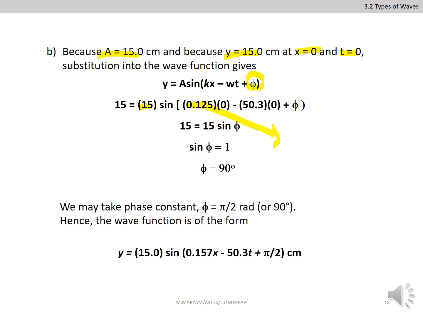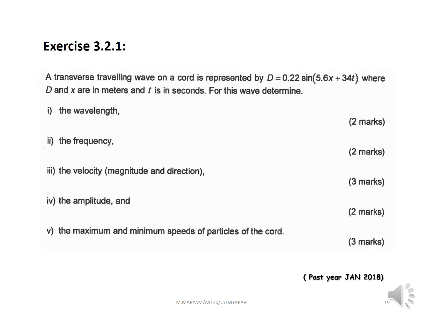You try to calculate on your own. k times 0, so we get 0. 50.3 times 0, we got 0, plus psi. So then sine inverse of 1, we get psi equal to 90 degree, which is equal to pi over 2. Pi over 2 is 90 degree. So then we can find the wave function. Substitute all the information we have: 15 amplitude, A sine kx minus omega t plus psi. So this is the equation. Right?